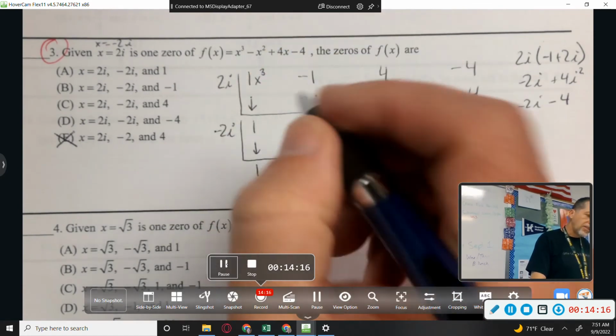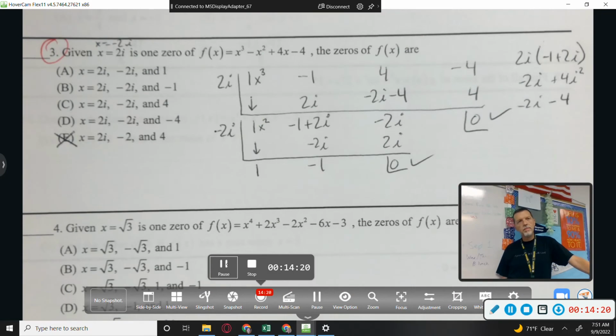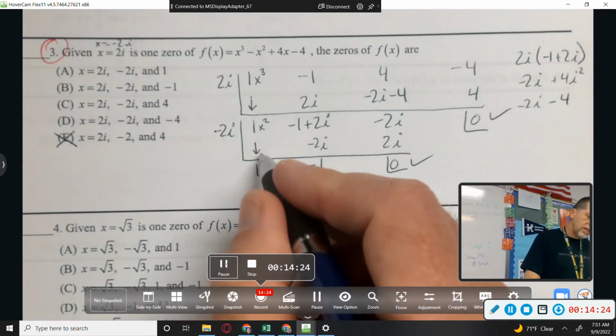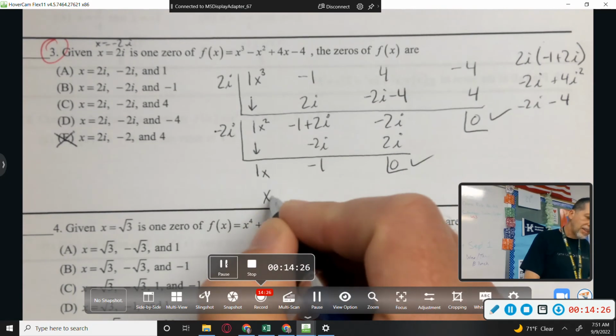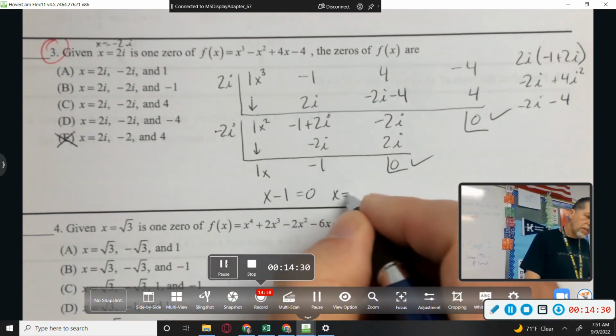Started with x cubed. We divided twice. So now we're down to x. So x minus 1 equals 0. So x equals 1.